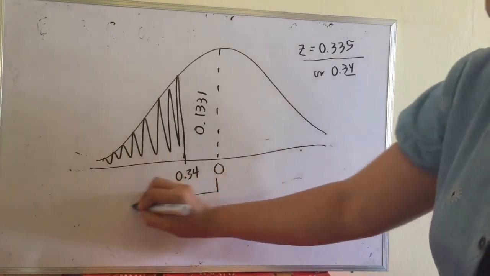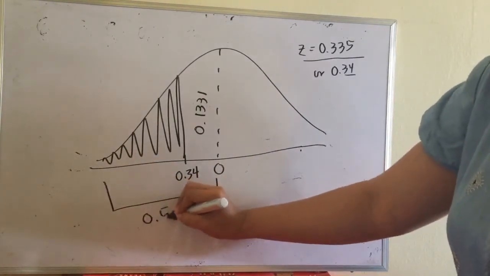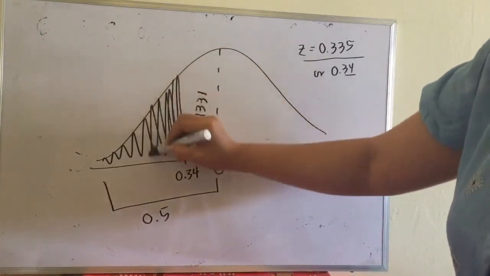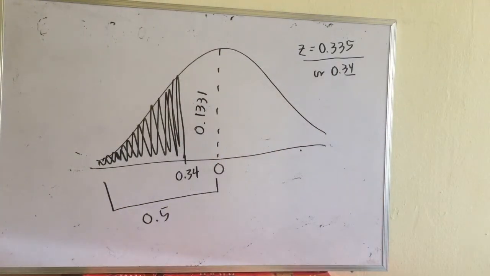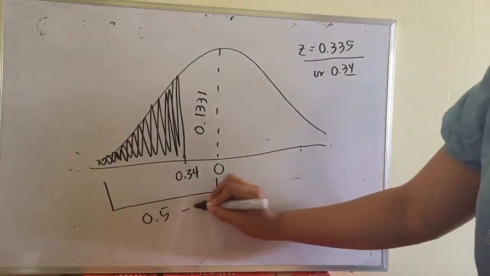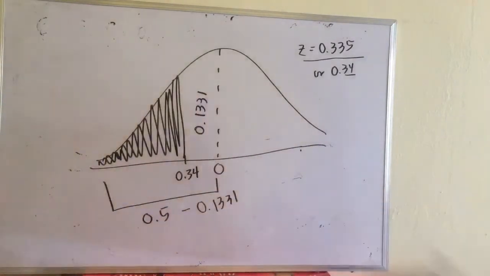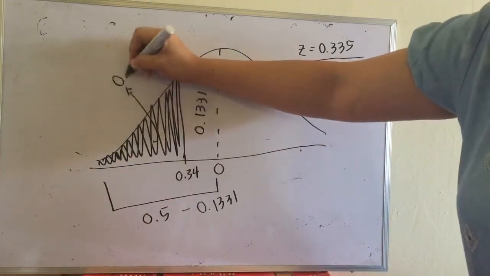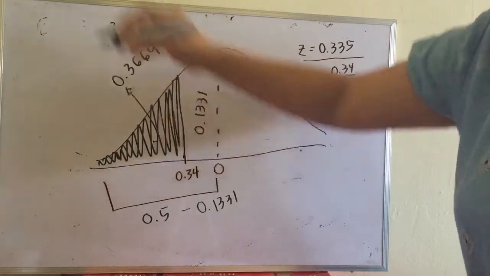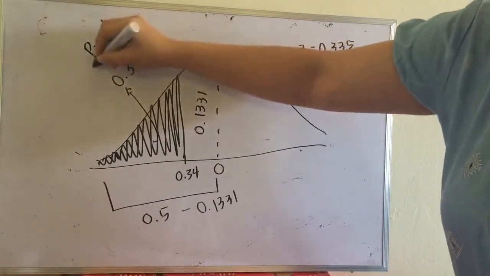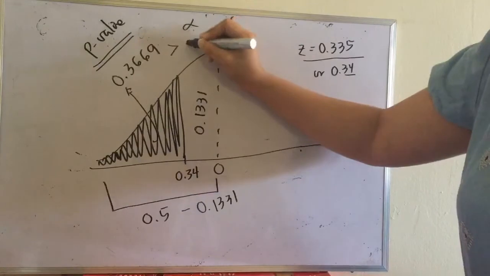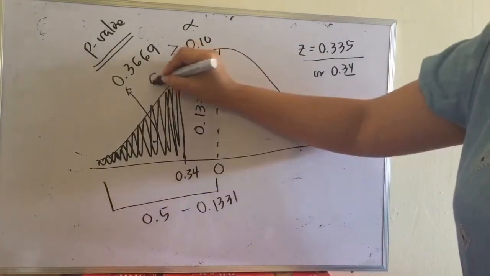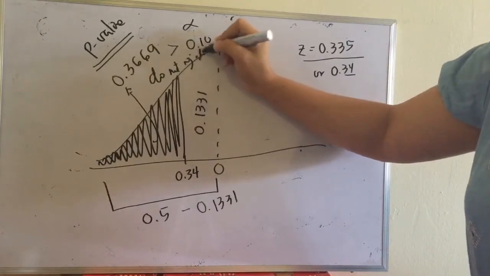Remember that from 0 to negative infinity, the area is 0.5. And we're looking for this area in the left tail. This is the rejection region that is being left. So that is 0.5 minus 0.1331. With that, what's left is 0.3669. And this is our p-value. If we evaluate it, this one is greater than our alpha, which is 0.10. Thus, we do not reject our null hypothesis.